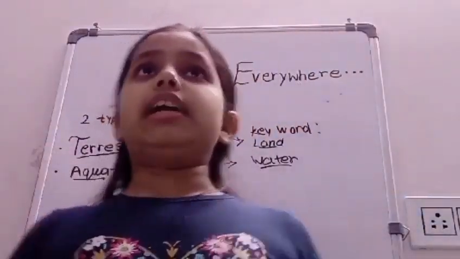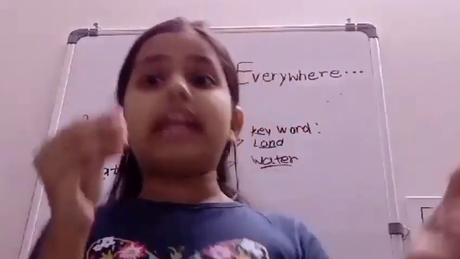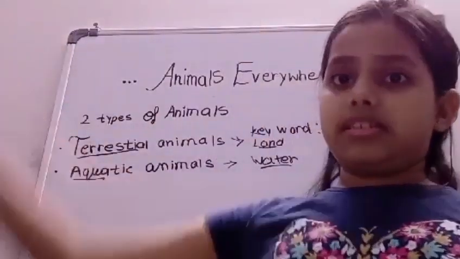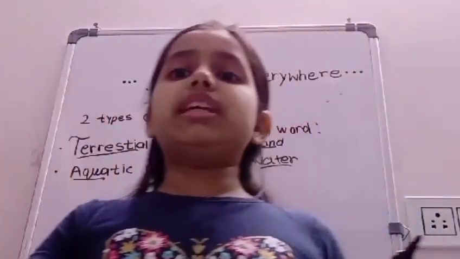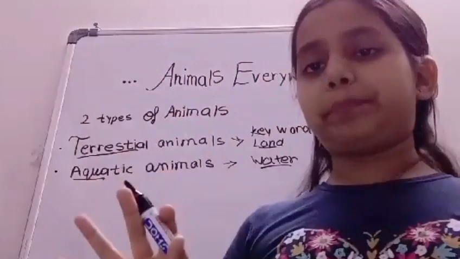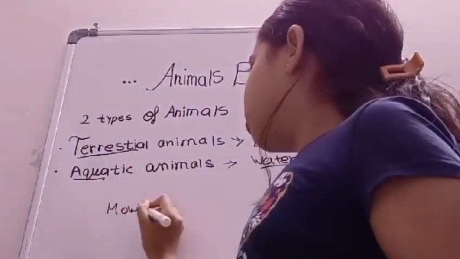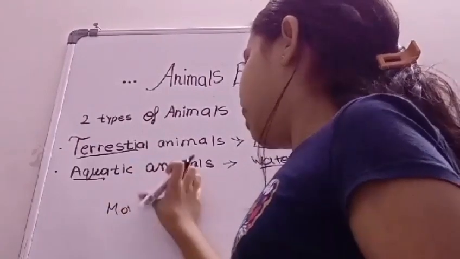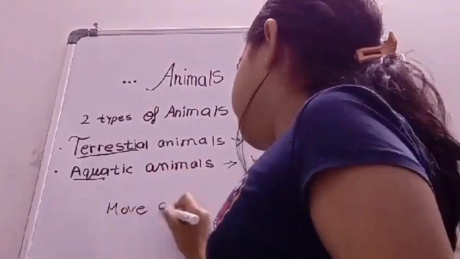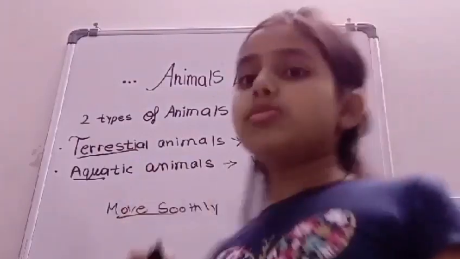Now, how do birds fly? Birds fly with their wings. But what is there inside the wings? Feathers. Feathers help them to maintain their flight and move smoothly.